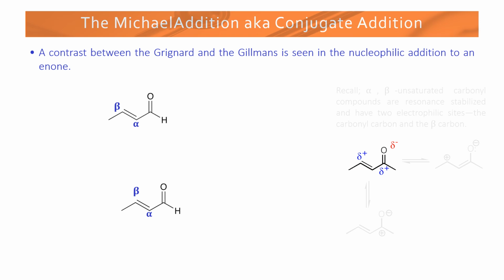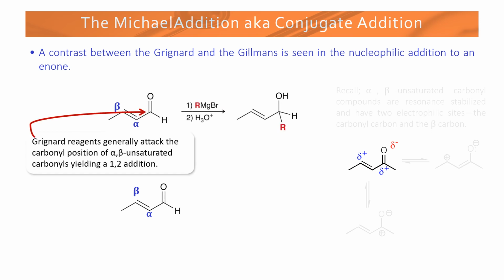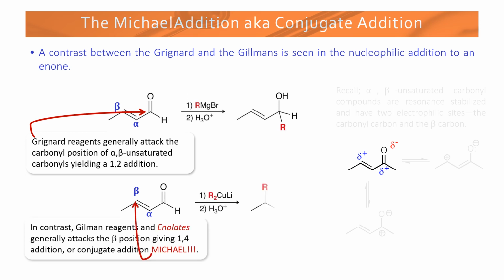When we do have a harsh Grignard reacting with this enone, it attacks the carbon of the carbonyl in what's called a 1,2 addition, assuming that oxygen is carbon 1 and the carbon of that carbonyl is carbon 2. In contrast, the Gilman reacts at the beta carbon because it's more mild. Enolates also generally attack at this beta position in what we now know as a 1,4 addition or conjugate addition, i.e. the Michael addition.